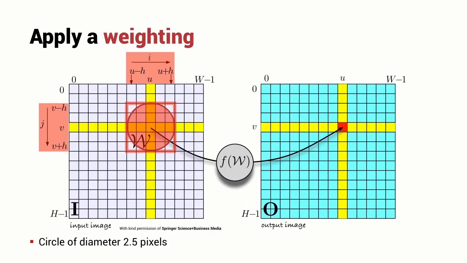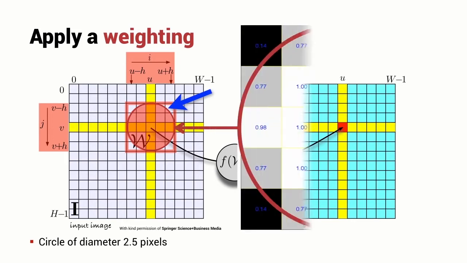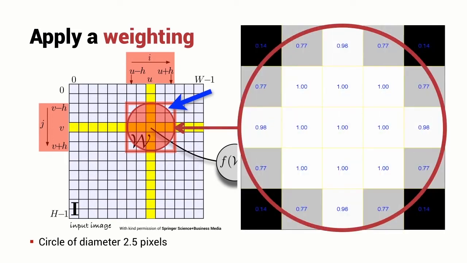And the way we do it is to apply a weighting. So let's zoom in on this circular region that we've created, and it's a circle with a diameter of 2.5 pixels. And we want to take all of this pixel because it's fully covered by the disk, and we want to take all of this pixel because it's fully covered by the disk, but we only want to take a fraction of this pixel. We want it to have less significance or less weight in the average that we're going to compute. So what we can do is to compute a set of weights.